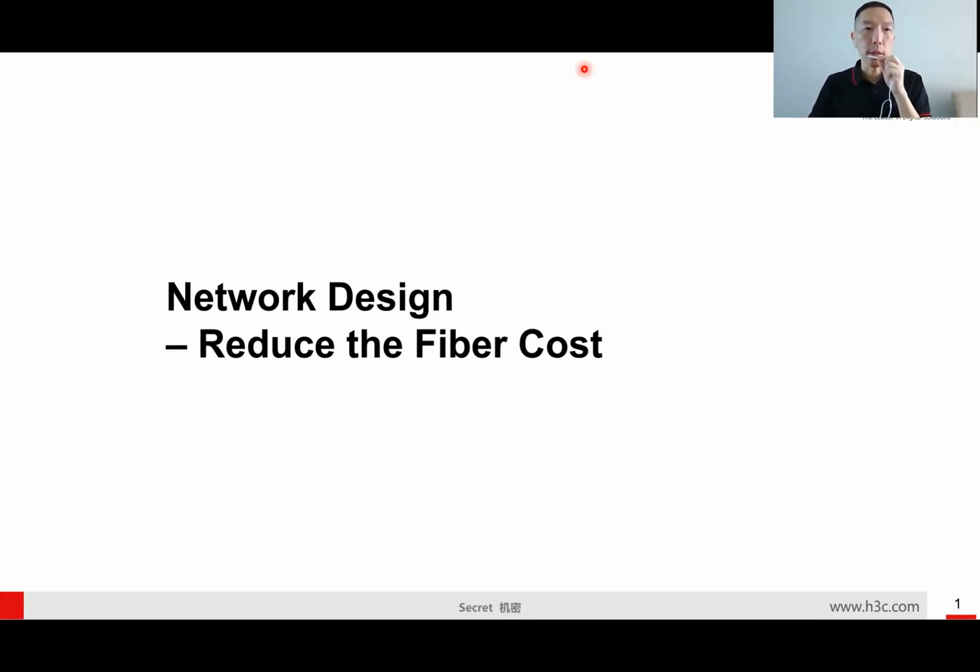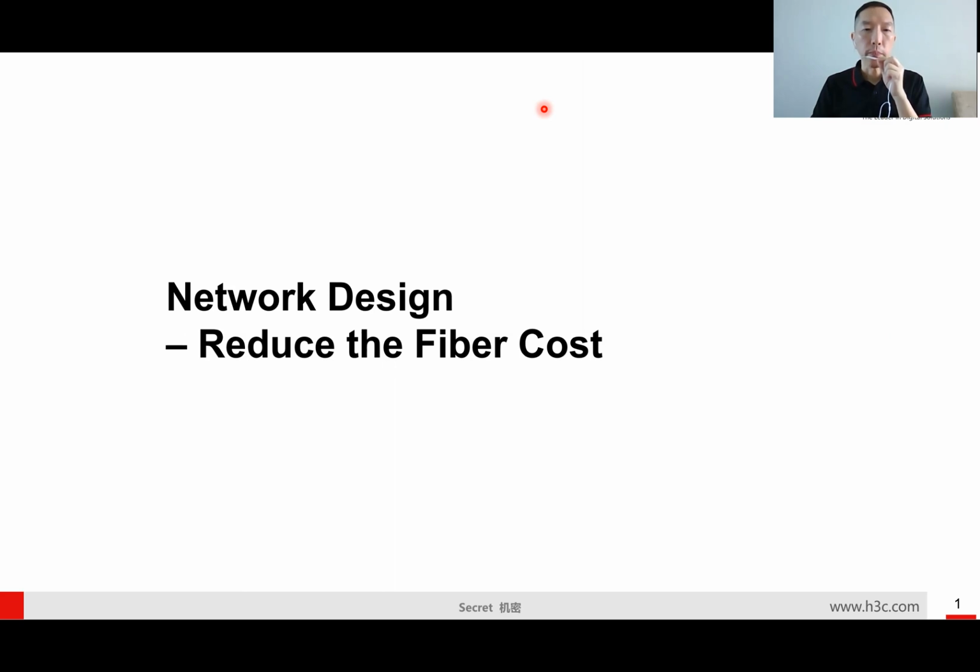Hi, Rockies again. Last week, I got a call from a partner with a problem about network design. The end user requested a design to help them reduce the fiber cost.